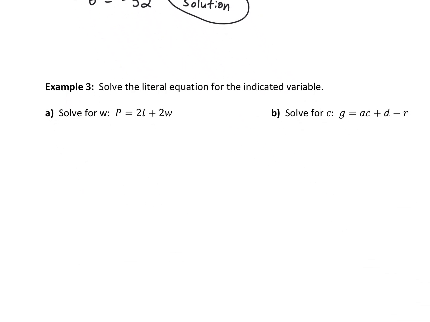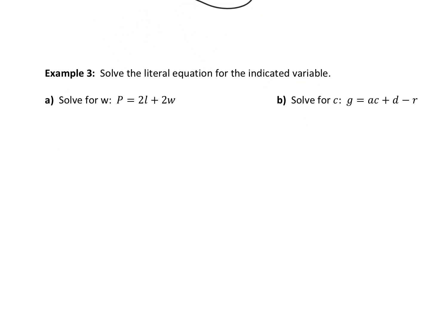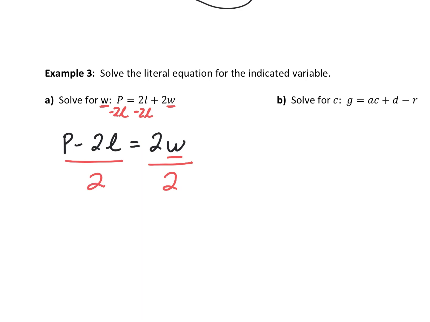Let's look at some literal equations here. For example 3, in A we are solving for w, so I like to underline w, so I focus on that. What we're going to do is eliminate 2l first by subtracting 2l. So we have p minus 2l equals 2w. Still trying to solve for w, so I need to get rid of that 2, and I can do that by dividing by 2 on both sides. And there we go. That's our answer. p minus 2l over 2 equals w.